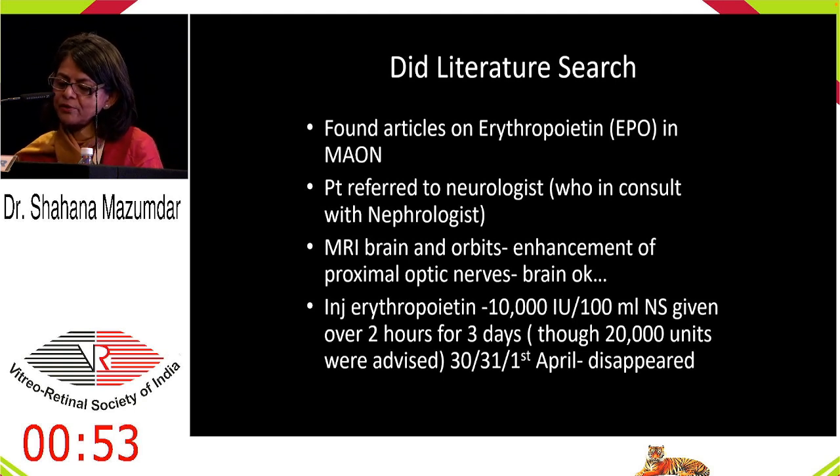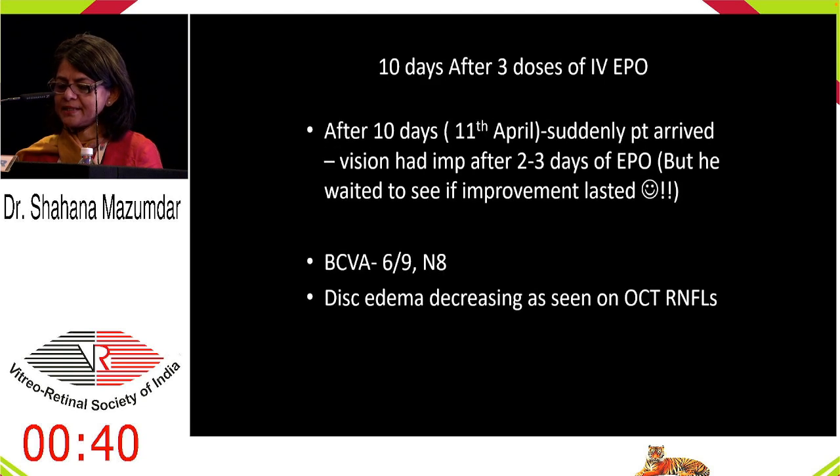I referred him to a neurologist friend who, in consultation with the nephrologist, who use it frequently, went on to give him the erythropoietin, and also did an MRI of brain and orbits, which showed only proximal optic nerve involvement. Fortunately, the brain was okay, which is also involved in these kinds of cases. So he was lost for 10 days and then suddenly he arrived and said, "Hey, I felt better 2 or 3 days after the erythropoietin, but this time I didn't come early because I wasn't sure whether the effect would last like last time."